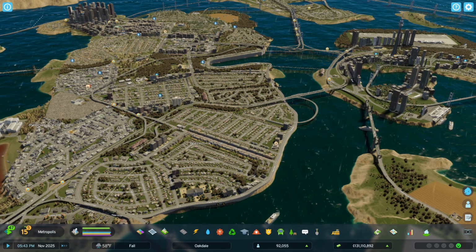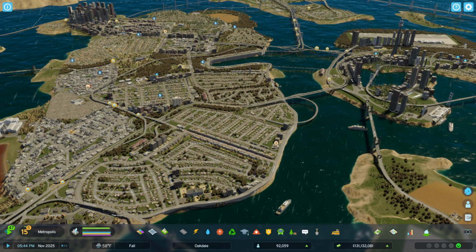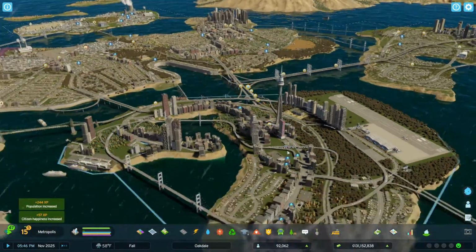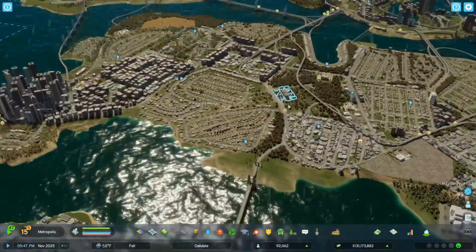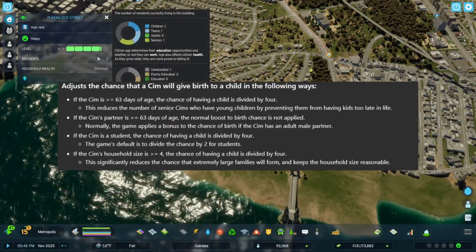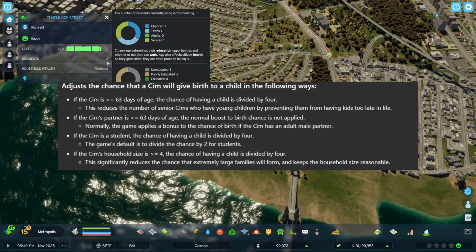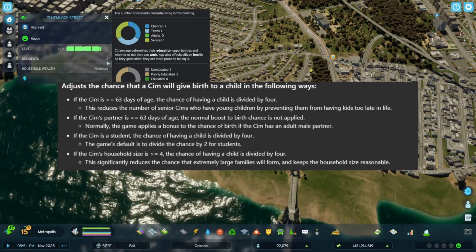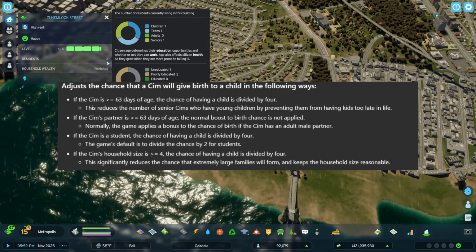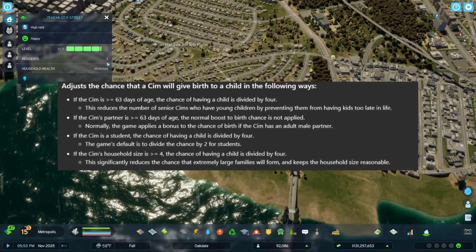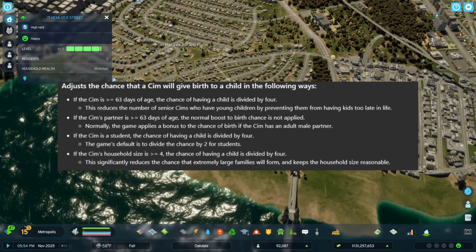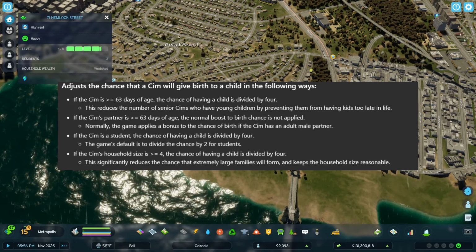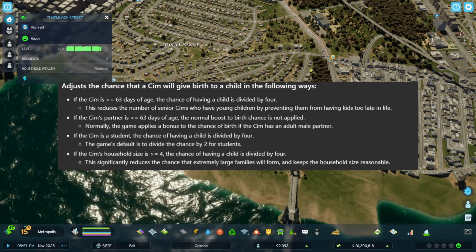So that will help out with the issue that we have with people that are having children and are currently trying to go to school, and then they don't have money to pay for rent. It will also adjust the chance that a sim that's over the age of 63, or a senior citizen, will have children, and that divides it by a division factor of 4 as well. This reduces the number of senior sims who have young children by preventing them from having kids too late in life. If the sim's partner is greater than 63 years of age, the normal boost to birth chance is not applied. Normally the game applies a bonus to the chance of birth if the sim has an adult male partner.